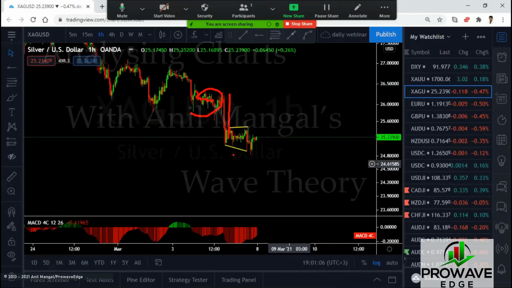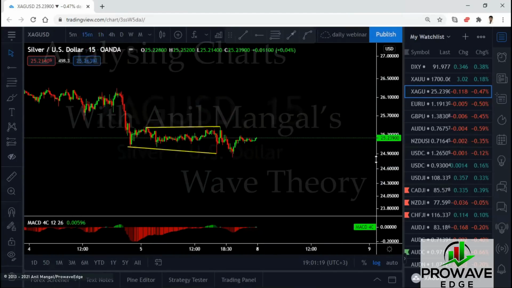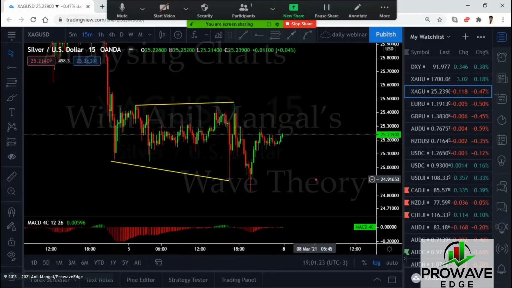You're expecting them to go. When they break the low, you're expecting this to go. You're not expecting it to break the low and turn. When they do that, what they're saying is there is no more momentum to the downside. See? It broke the low. Perfect pattern. By the way, expanding flat.